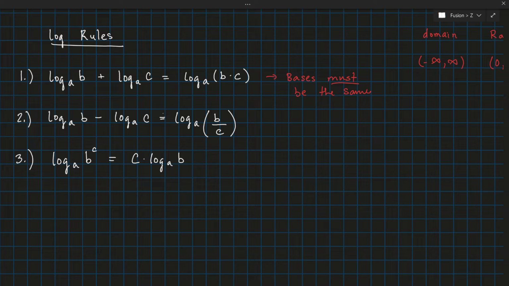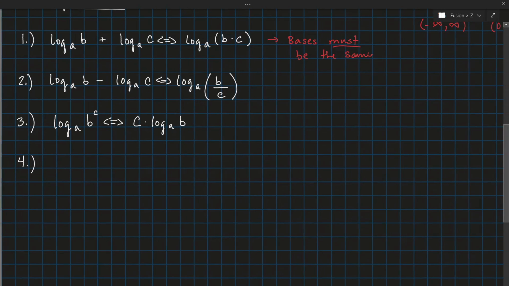So if you have a log base A of two functions, like B and C, multiplying, and it wants you to expand, you can go in this direction and make it to where you have two log functions adding.